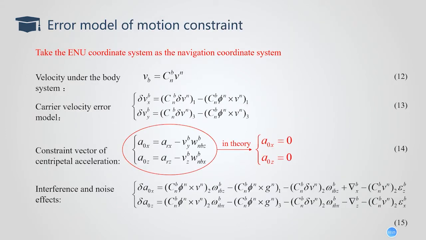Take the east-north-up coordinate system as the navigation coordinate system. Velocity under the body system can be represented as Formula 12. Formula 13 and Formula 14 represent the carrier velocity error model and the constraint vector of centripetal acceleration, so that the error model is further obtained as Formula 15.